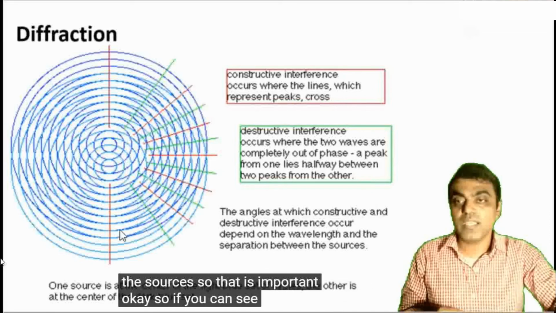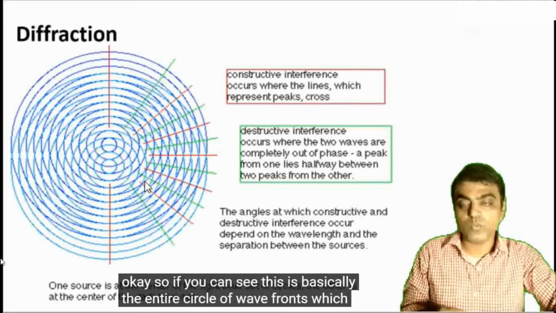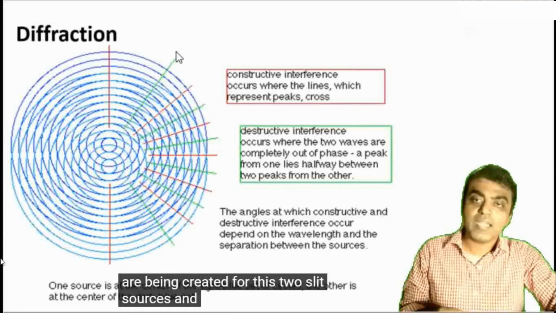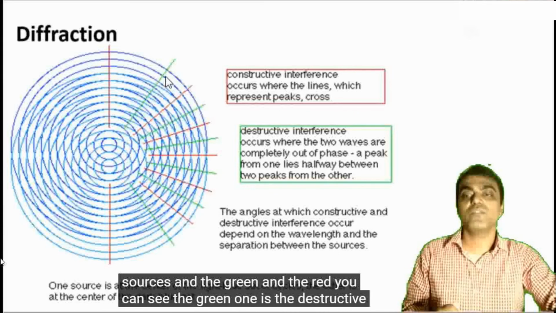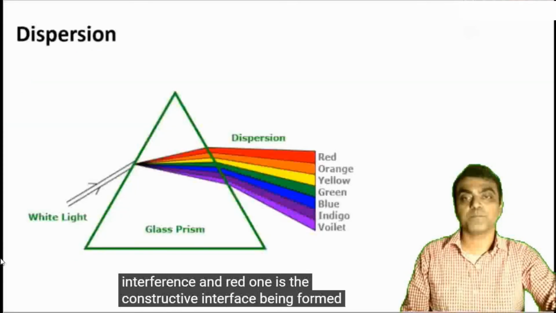So if you can see, this is basically the entire circle of wave fronts which are being created for these two slit sources, and the green and the red, you can see the green one is the destructive interference and the red one is the constructive interference being formed.